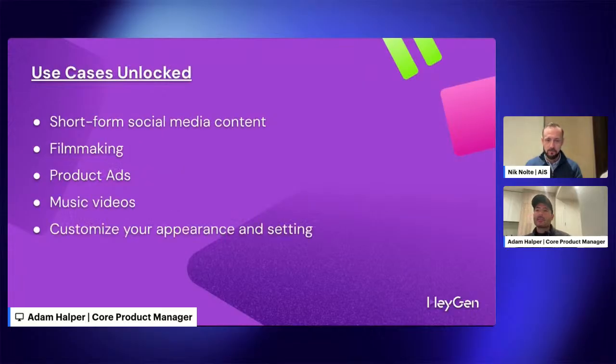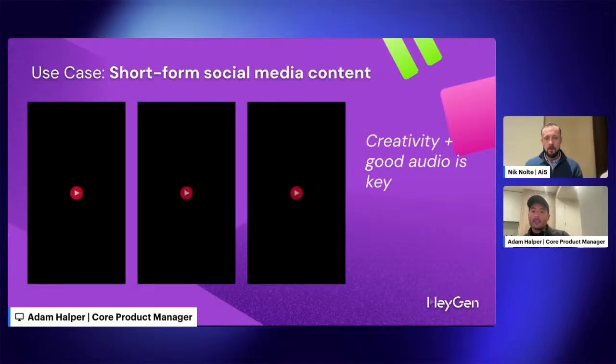So to recap, Avatar 4 will realistically speak any scene from just a single photo, and it can handle extreme angles, can handle occlusions, non-human characters. And because of all of this, it really improves on HeyGen's existing use cases and unlocks some whole new ones. This includes social media content, filmmaking. It's great for product ads, music videos. It can be used to customize your own digital twin appearance and setting, and then create realistic videos. But rather than tell you about it, we'll spend most of the time showing you some examples.